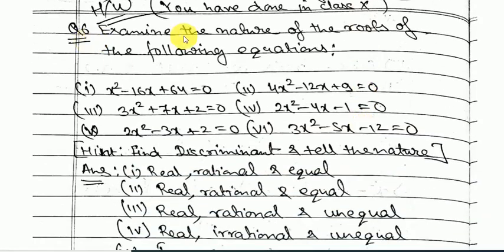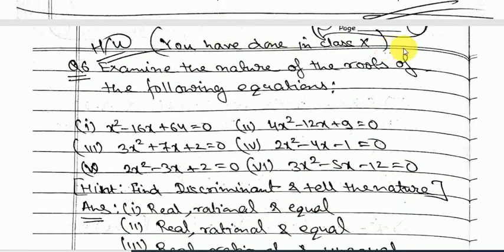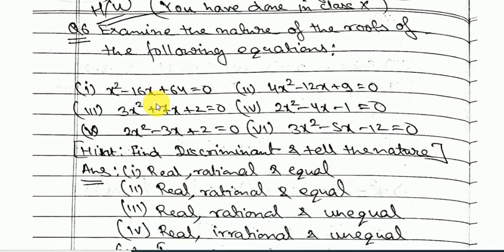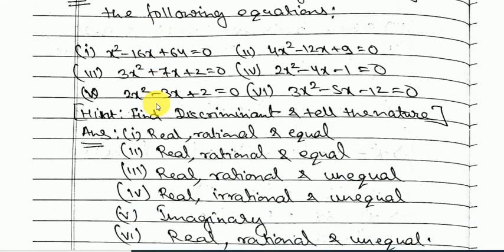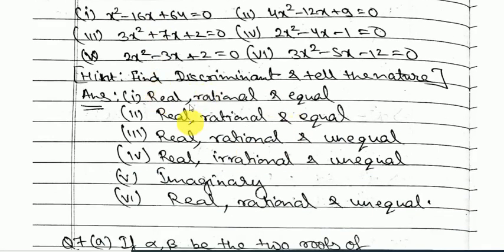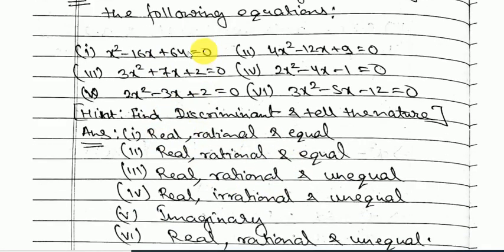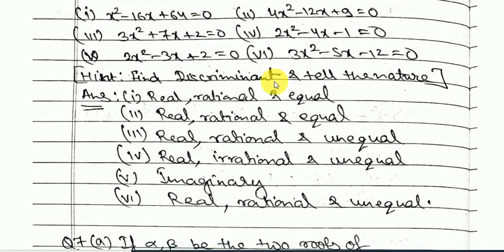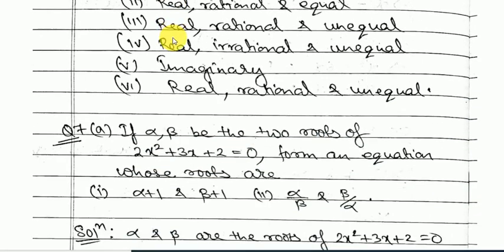Question number 6, homework you have done in class 10. Here you have to examine the nature of the roots. In the first lecture, in the first video, we had seen this graphically also. For this you have to find the discriminant and accordingly tell the nature of the roots. So you may do this.